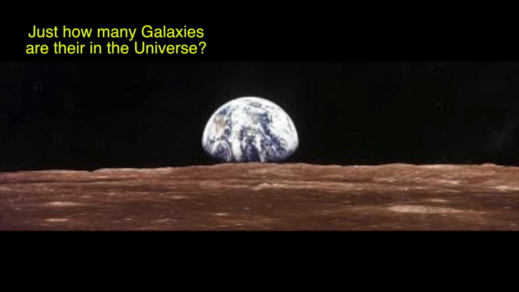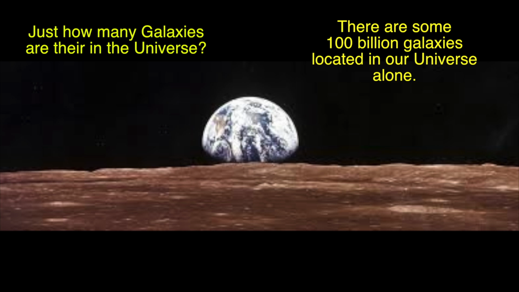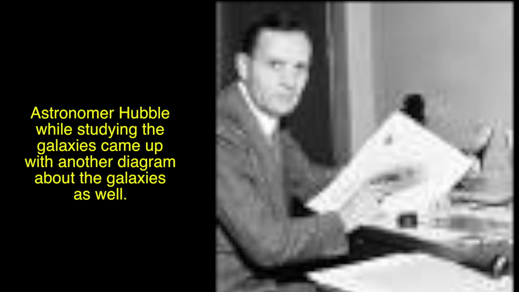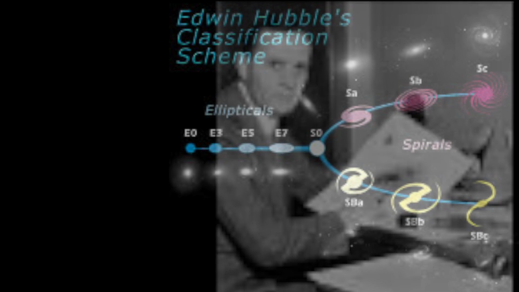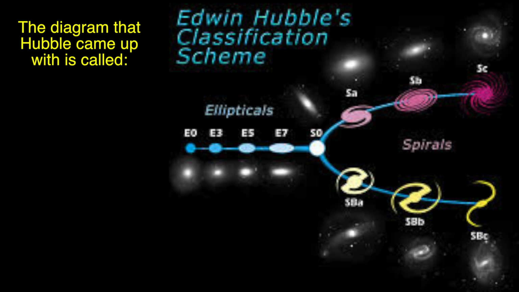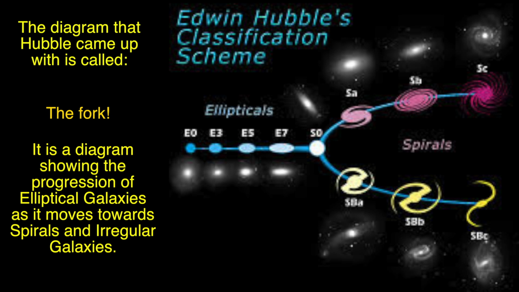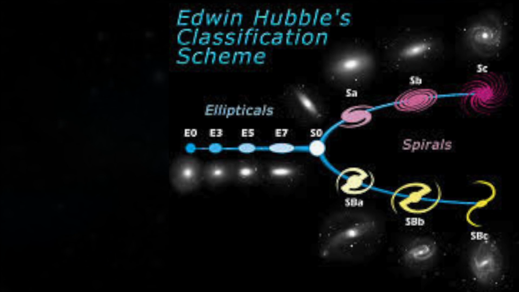Just how many galaxies are there in the universe? There are some 100 billion galaxies located throughout our universe alone. Astronomer Hubble, while studying the galaxies, came up with another diagram about the galaxies. The diagram that Hubble came up with is called the fork. It is a diagram showing the progression of elliptical galaxies as it moves towards spirals and irregular galaxies.